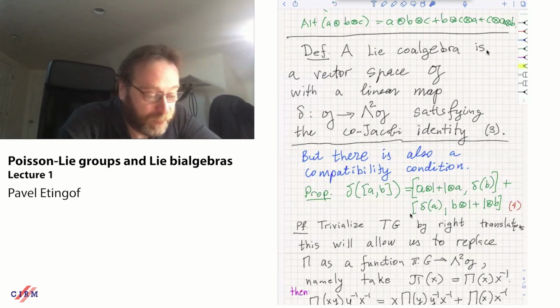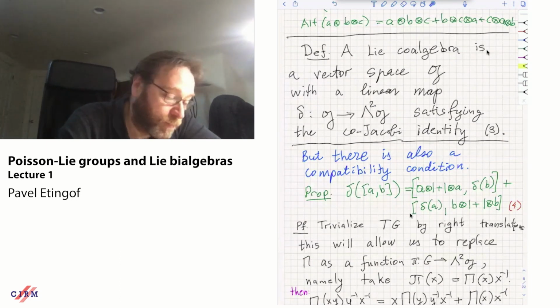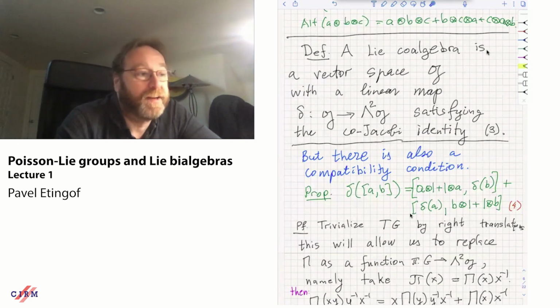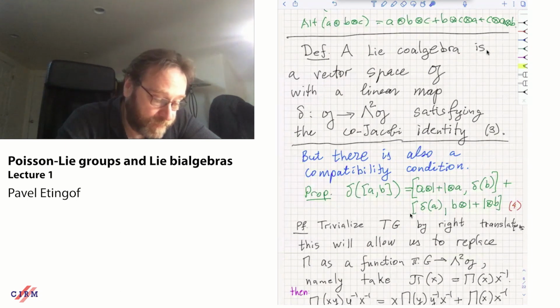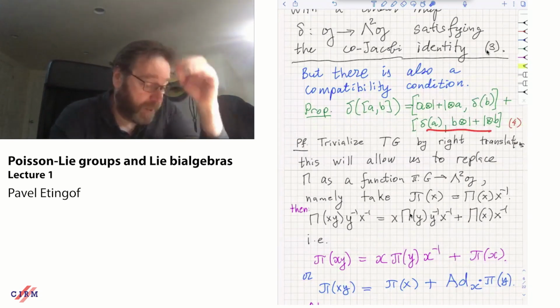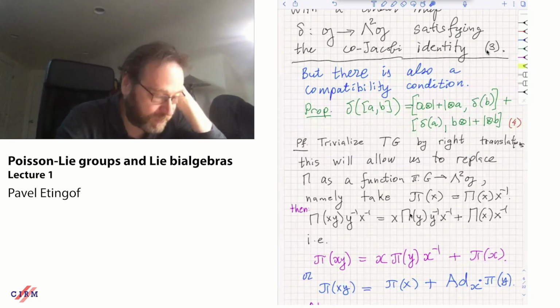This is, if you like, an element of the tensor square of the enveloping algebra of G, because delta of B lies in wedge 2 G. So this commutator means that I commute A with the first component of delta, plus the commutator of A with the second component of delta. And similarly here. And so let me explain the proof of this.